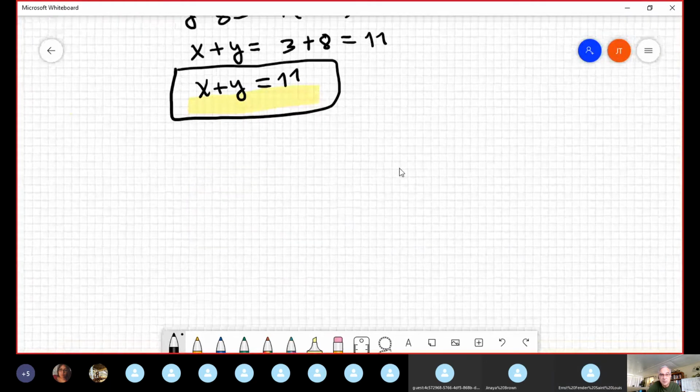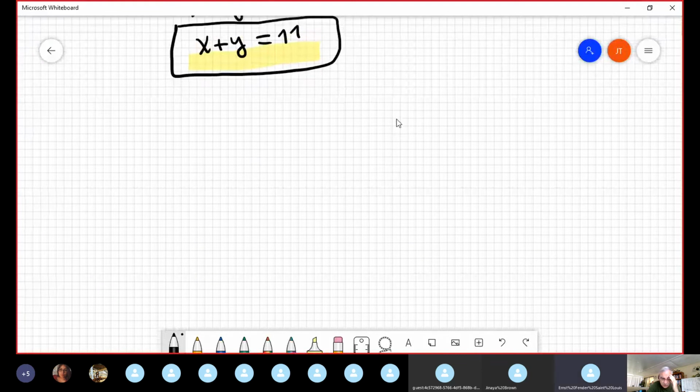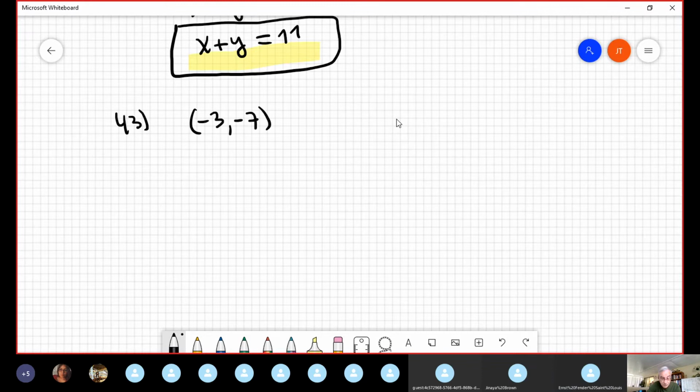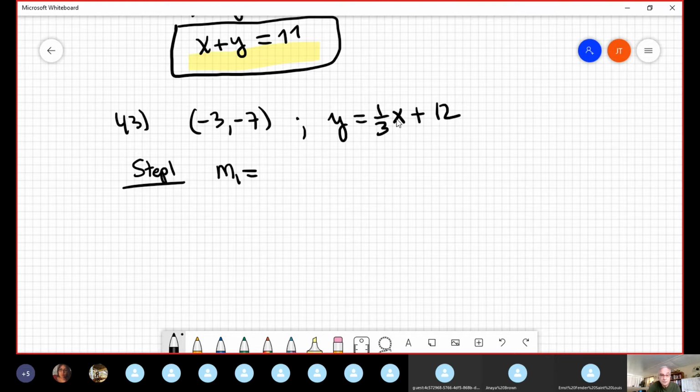This is important. Okay, let's go to, we do 42, no? 43. 43 is the point negative 3 comma negative 7. And the line is giving us y equals 1/3 x plus 12. Okay, step 1 is compute slope 1. What is slope 1 in this example? 1/3. Very well.